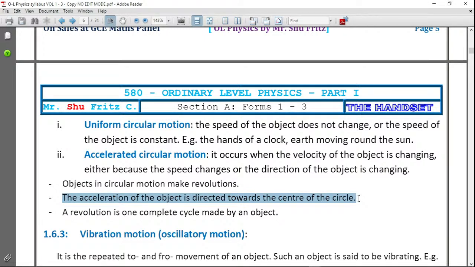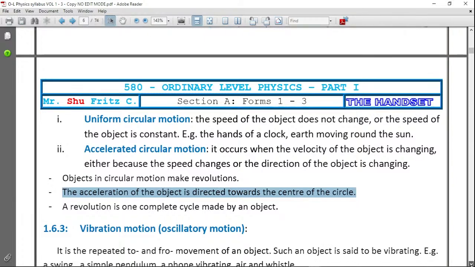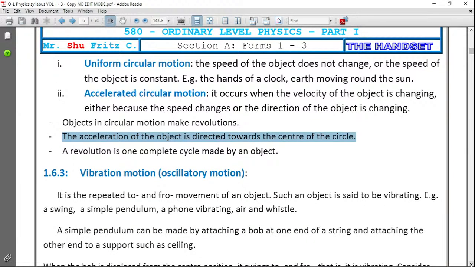And if the acceleration changes direction, then the object should normally skid or move away from that path. For example, if you're whirling a stone in a circular path using a string, what happens when the string breaks? The stone no more goes round in that circular path. The stone changes direction, right? It now follows a linear, straight line motion direction. That is because its acceleration is no more directed towards the center because the string breaks. Now, what is a revolution? A revolution is a complete cycle or oscillation. So a revolution is one complete cycle or oscillation.